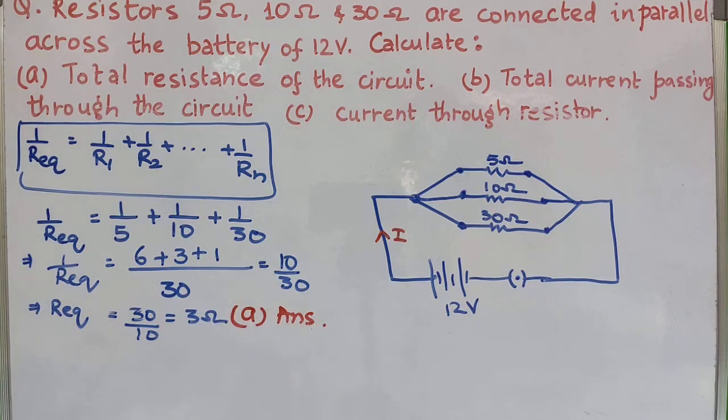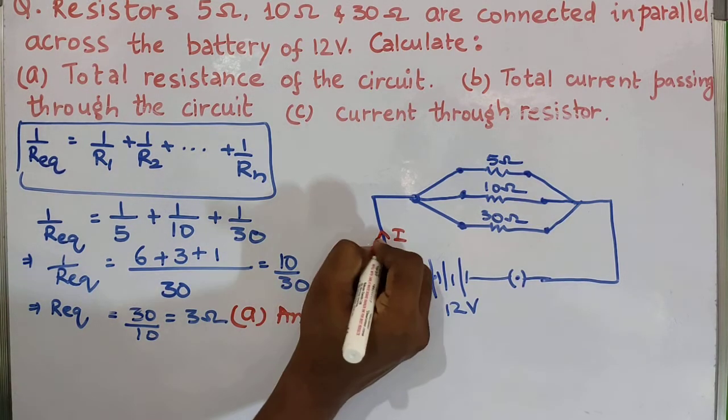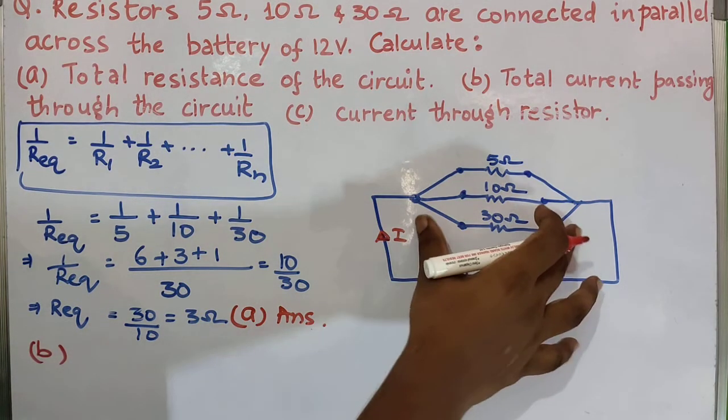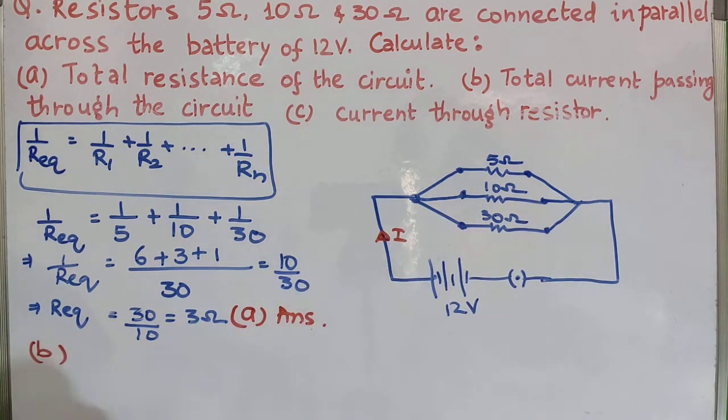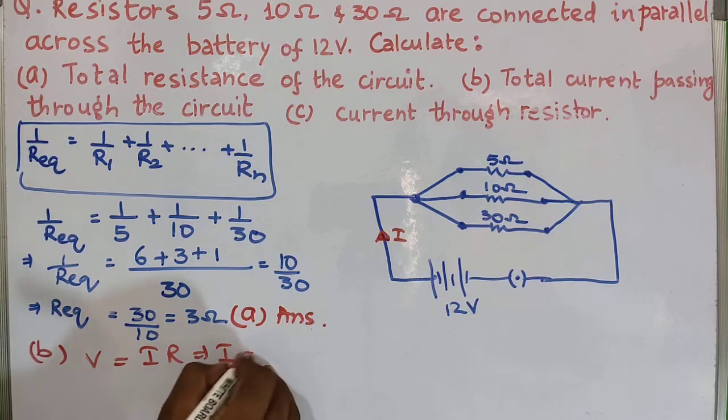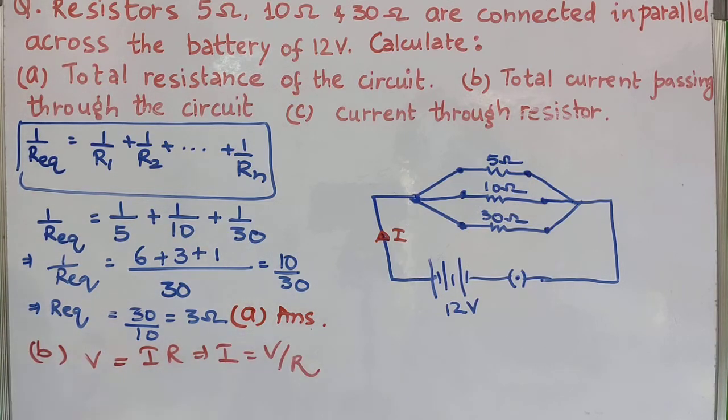What is our next question? The total current passing through the circuit. So what is this total current passing through the circuit? How to do that? What is the potential difference across them? V, which is created by the battery, right? From Ohm's law we can write V is equal to IR, hence I is equal to V by R.